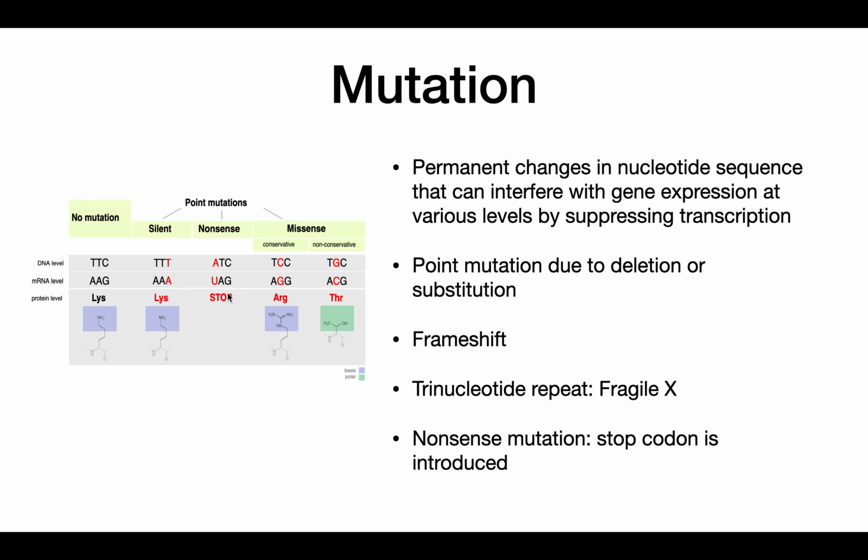Nonsense is if a stop codon is introduced. And a frameshift mutation is if one or two bases are deleted. That's going to shift the frame. If all 3 nucleotides in a codon are lost, the frameshift is going to be conservative, because it's still going through its same sequence.